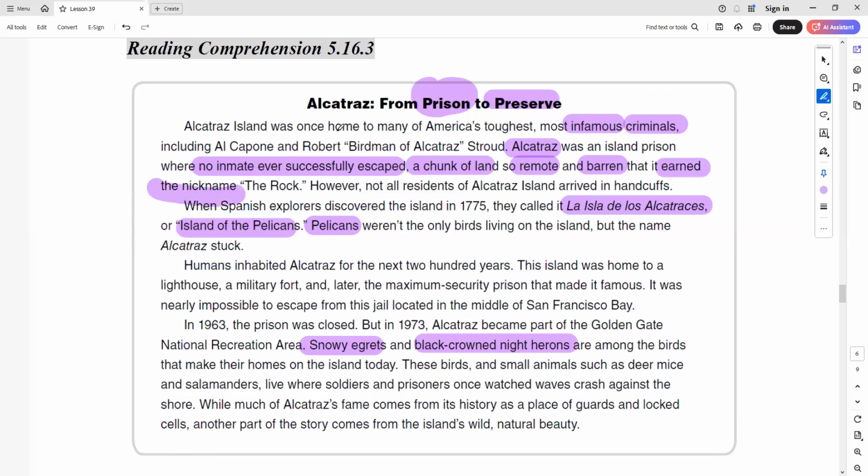However, not all residents of Alcatraz Island arrive in handcuffs. OK, not all of them are in handcuffs. So not all residents. They want to tell what kind of residents are there? Because they want to tell that, hey, we have other animals that are living here as well, right? Or it refers to other people, right? Arrive in handcuffs. But I think "residents" refers to other animals, OK? Because handcuffs are for prison, so only prisoners would have handcuffs, and the other people who come would not.